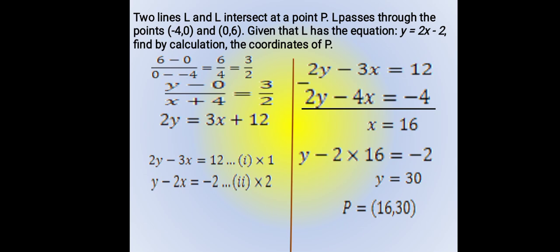Two lines L1 and L2 intersect at a point P. L1 passes through the points (negative 4, 0) and (0, 6). Given that line 2 has the equation y is equal to 2x plus 2, find by calculation the coordinates of P.